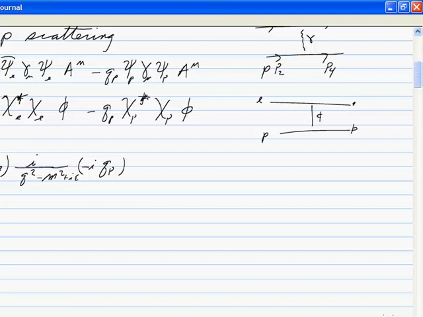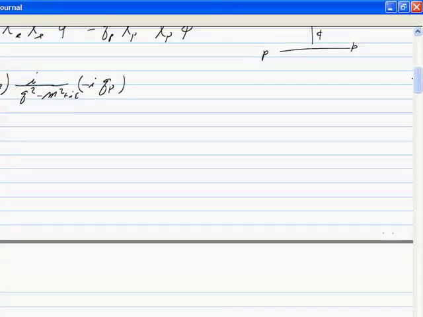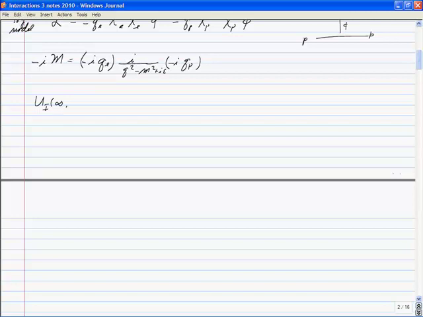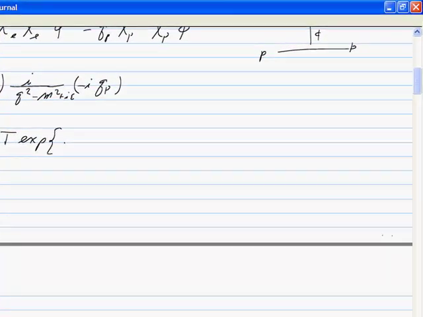Okay. Fair enough? Good. Anybody? All right, so if there's no questions about where we're headed, let's try to get there. So our time development operator here, infinity minus infinity, remember this is sometimes called the S matrix, is that time-ordered exponential of the factor is I integral d4 x times the interaction Lagrangian at x.